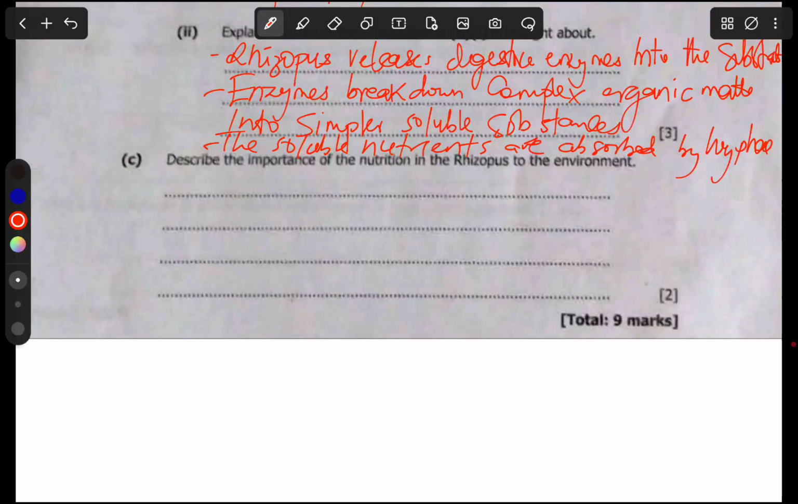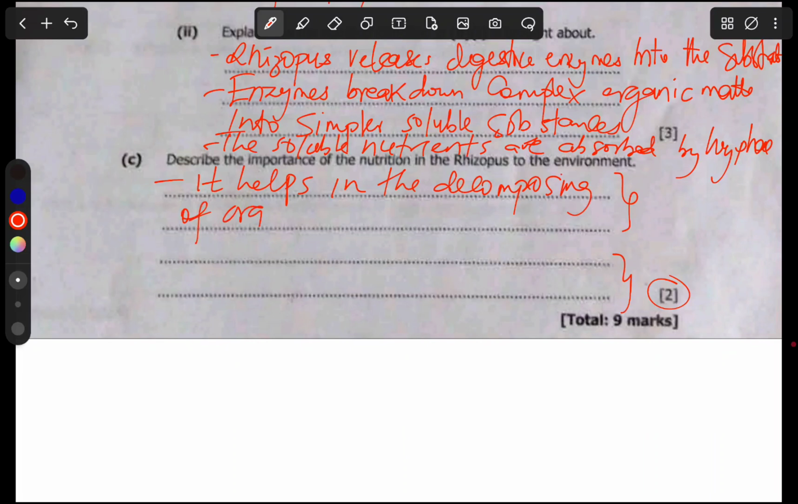Describe the importance of the nutrition in the rhizopus to the environment. So 2 marks, 2 points. And it's the description. That means each description can take up to 2 lines. You see how easy it is. Because we are describing, it's like we're trying to explain a little bit. All right. So the first thing, it helps in the decomposing of organic matter. For example, recycling.